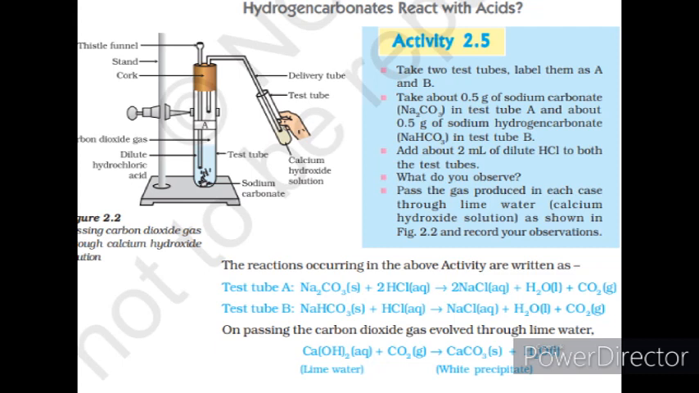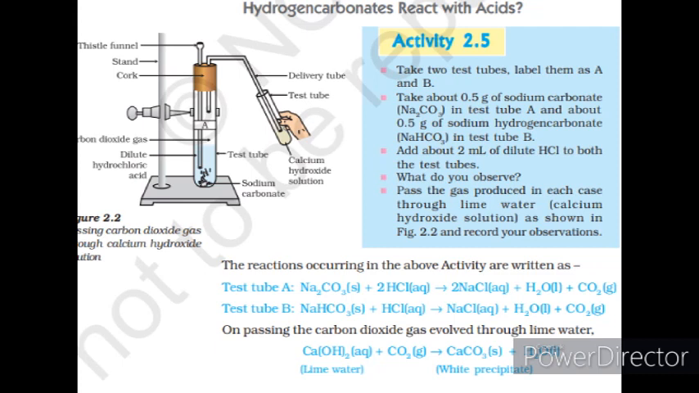Now next we will see how hydrogen carbonate reacts with acid. So let's see it with the help of an activity. In this activity we need a stand, a test tube, a thistle funnel, a delivery tube, a cork and one more test tube. Let it be test tube 2. Now take sodium carbonate in test tube 1 and then clamp this test tube in a clamp stand.